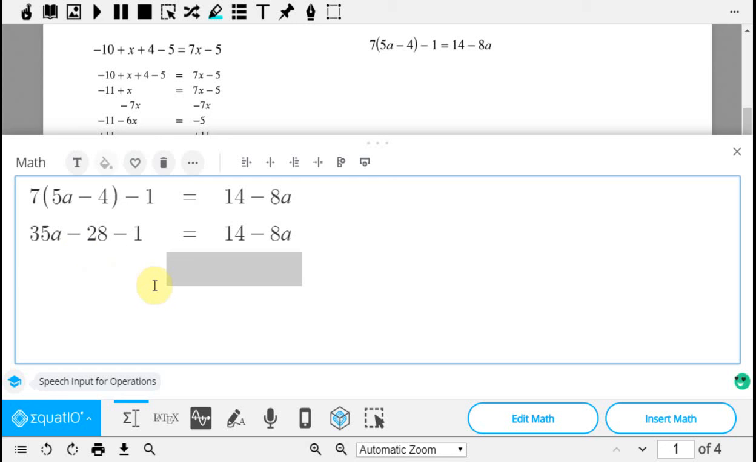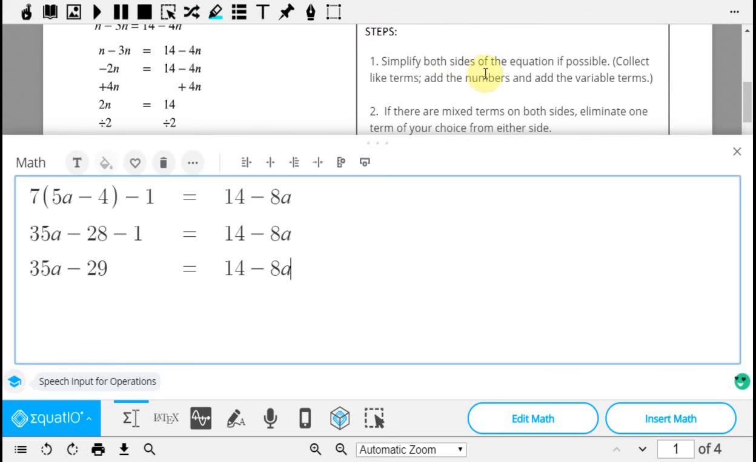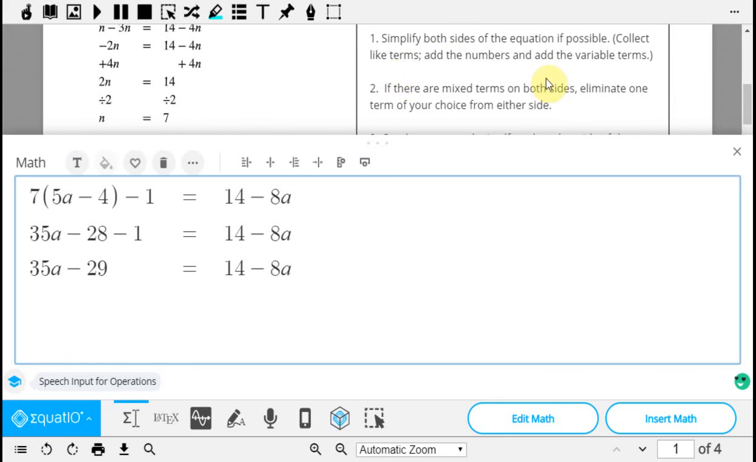Now we still have simplification to do on this side. There are constants here, minus 28 and minus 1. 35a minus 29 is equal to what we have on this side. Now, just to review again, we've simplified both sides. Now we have mixed terms on both sides, so we need to eliminate one of them.